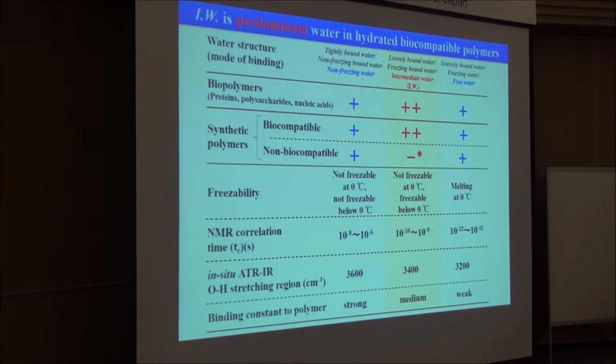And this is a summary. We have categorized three types of water in terms of structure and mobility. The first one is non-freezing water. We can say tightly bound water or non-freezing bound water. And free water, we could say scarcely bound water or freezing water, like bulk water. The third one, the most important, is intermediate water. We could say loosely bound water or freezing bound water. This is just the definition.